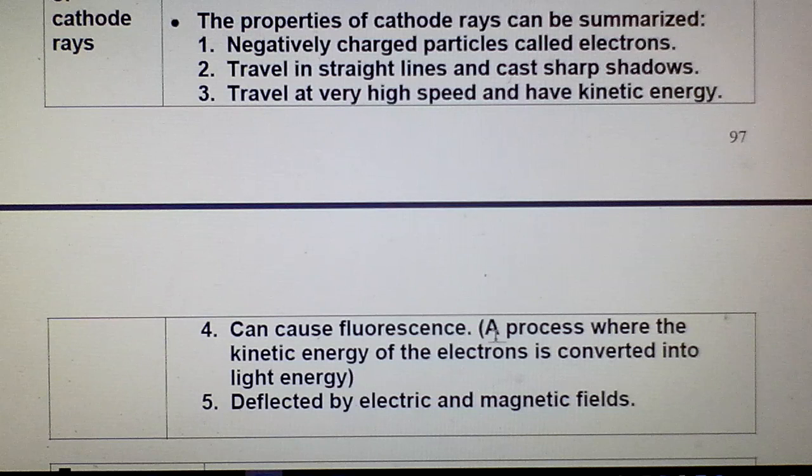What is fluorescent effect? The screen is coated with zinc sulfide. There is a chemical reaction that causes kinetic energy of electrons to be converted to light energy. So we can see there's a green light produced on the screen. That one we call fluorescent effect. Cathode ray is negatively charged, so of course it will be deflected by electric field and magnetic field. We'll discuss more on this.